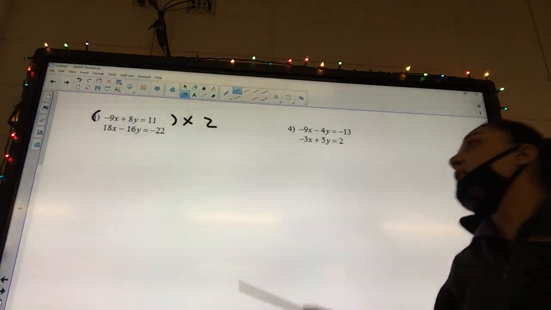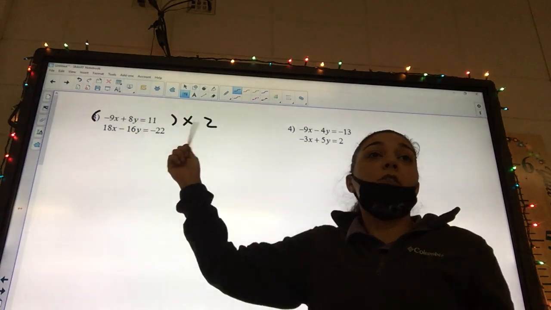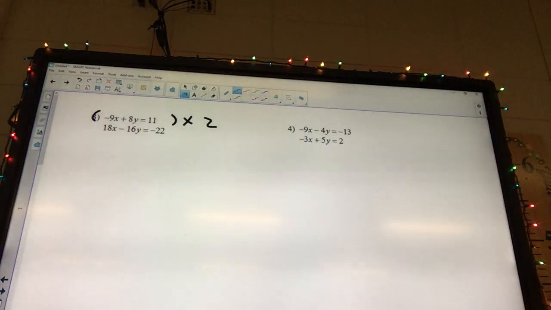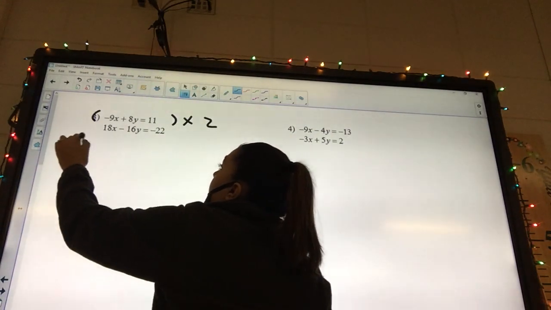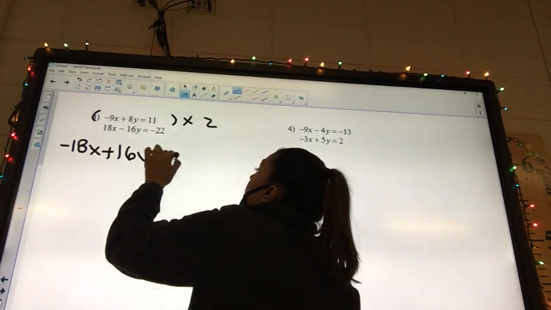And because of the signs are different, see how this one's a negative, this one's a positive? We don't need to change the sign on the outside. Okay? So you're going to multiply everything by 2. So I'm going to have -18x plus 16y equals 22.